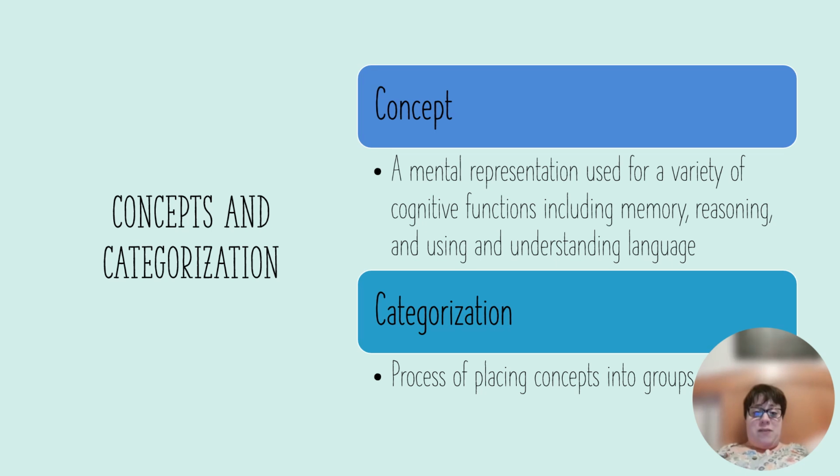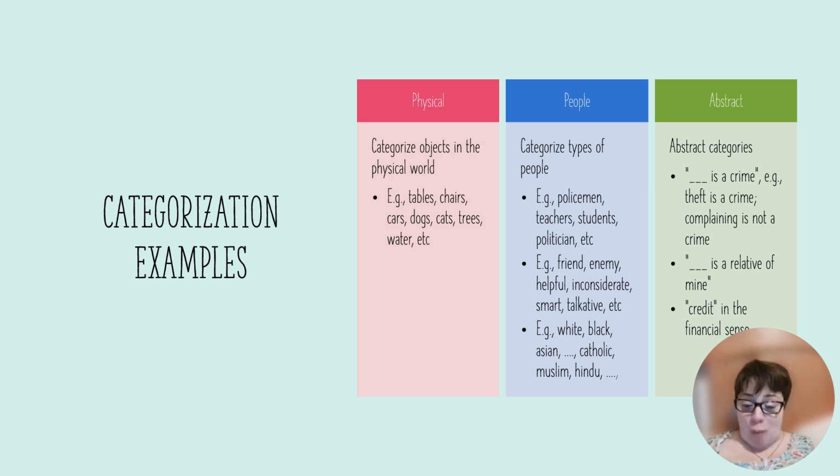So, categories are not simply convenient ways of sorting objects, they are also tools that are essential for our understanding of the world. So here are some examples of common categorizations. For example, you can categorize objects that you encounter in the physical world. So you can look at tables versus chairs, cars versus dogs and cats versus trees, bodies of water, etc. You can also categorize types of people by such thing as occupation. So, for example, police, men and women, teachers, students, politicians, etc.